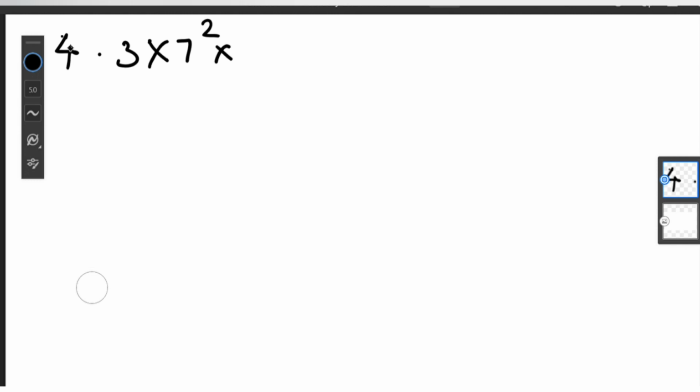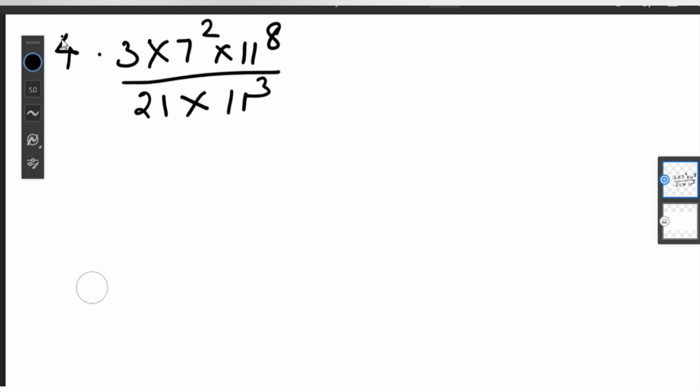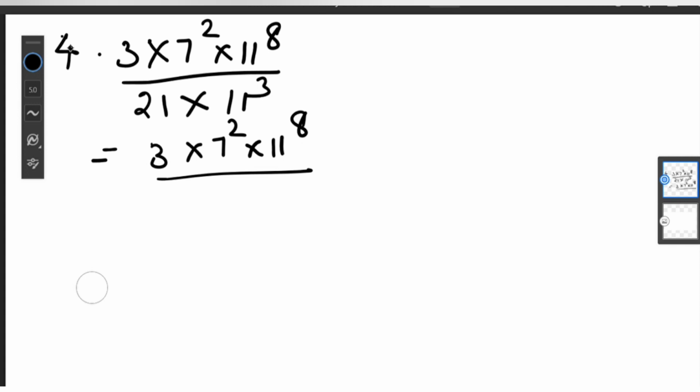Question number 4: 3 multiplied by 7 square into 11 to the power 8 divided by 21 into 11 cube. See, we can see the numbers are different. They are not unique. So in order to make these numbers similar, first we have to write here 3 to the power 1 into 7 square into 11 to the power 8. 21, how can we write it? 3 into 7. Then into 11 to the power 3.